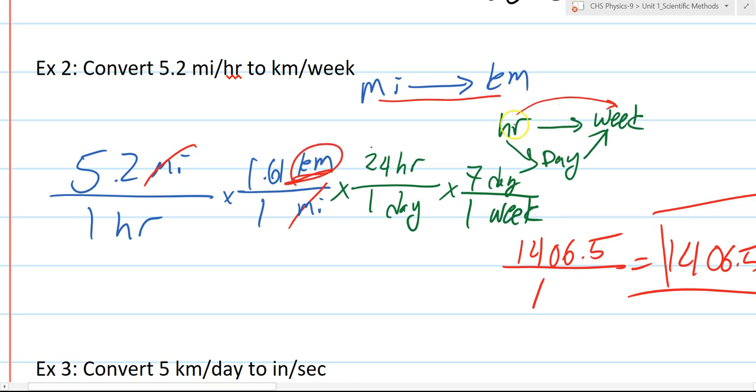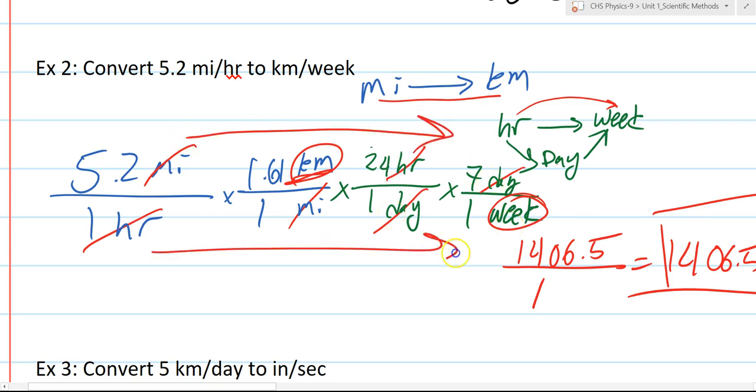But then I need to go from hours to week. So I know that I have to make a pit stop at days, hours, days to weeks. So I can convert from hours to days here, and then days cross out, and I'm left with week. Okay, 24 hours in a day, 7 days in 1 week. I multiply straight across the top and bottom.